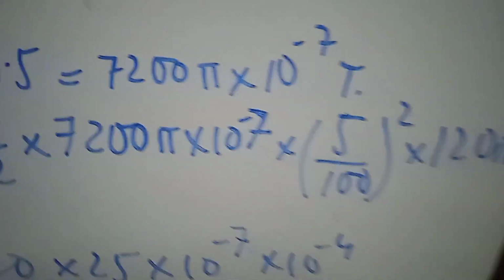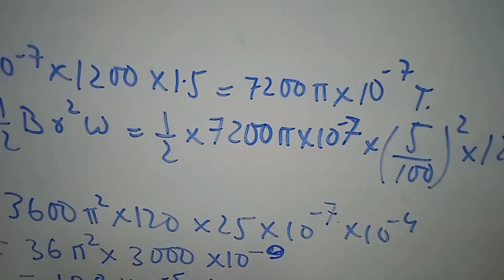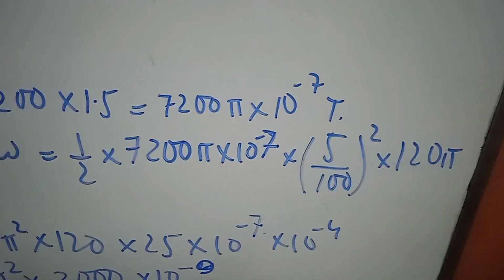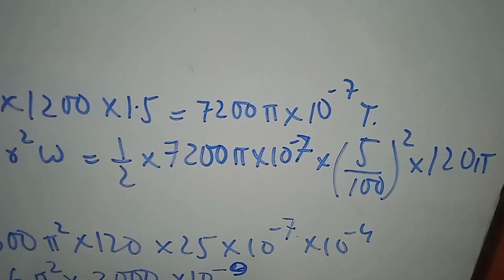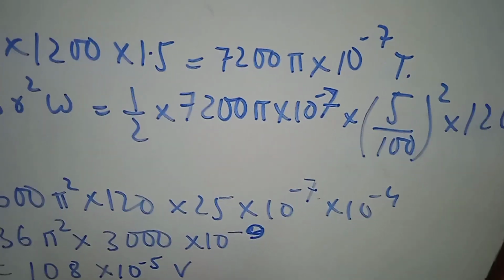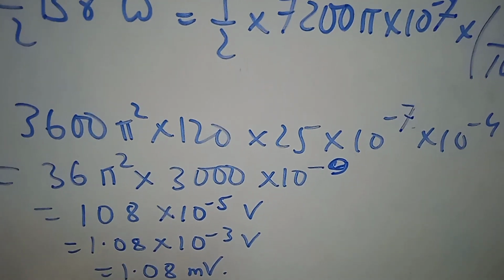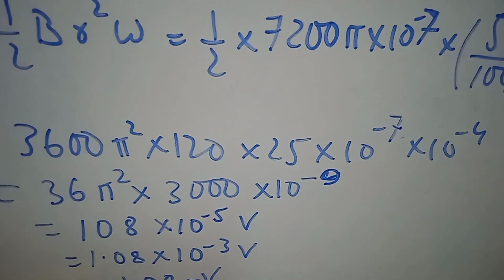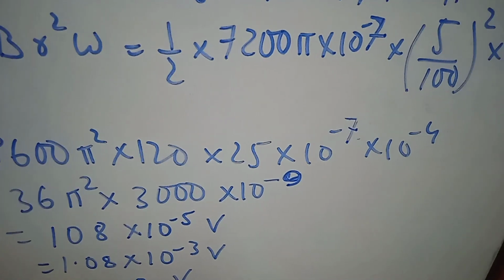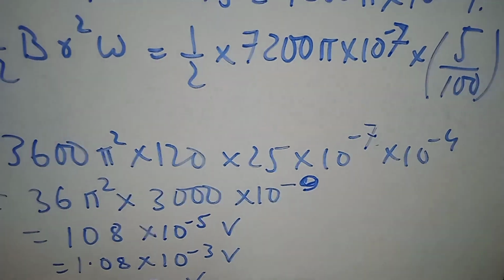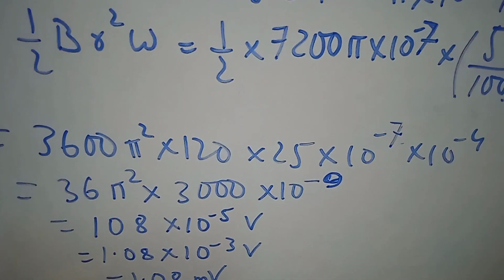So π into π becomes π square. Half into 7200 becomes 3600 into π. Both π's are coming, so π square into 120 is coming here, into 25 into 10 to the power minus 4, into 10 to the power minus 7 is coming here. So 36 π square into 3000. How is 3000 coming? 25 into 120 is 3000, into 10 to the power minus 9, because both zeros are not there, so 10 to the power minus 9, 10 to the minus 7, 10 to the minus 4 is coming.